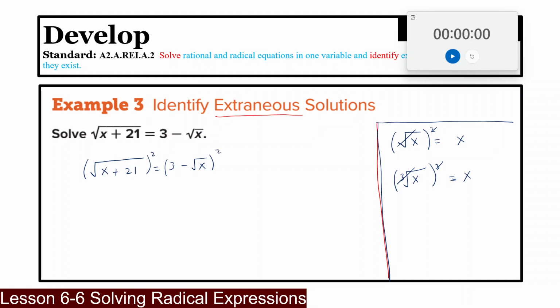So what happens? Well, this square cancels out this radical. The square doesn't cancel out this radical because I have 3 minus something. Alright, so this side was easy. I got x plus 21 equals. But on this side, the square doesn't automatically cancel this radical out because it's not by itself. I have something else here.